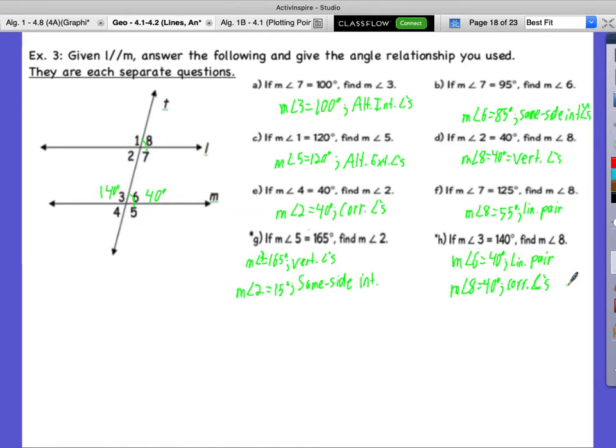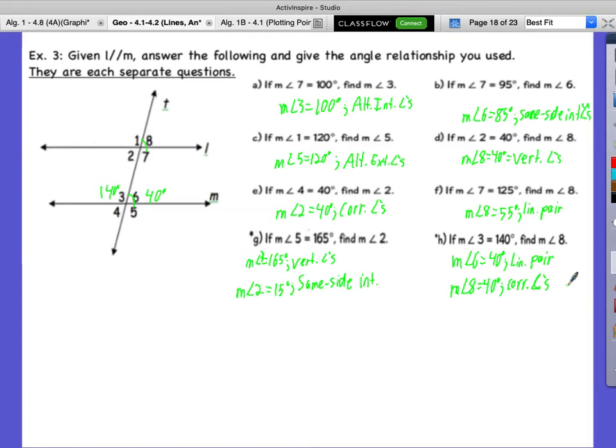Can you also do a linear pair between 3 and 4? Yep. And then you can do alternate exterior angles. You can do vertical angles with 3 and 5, and then you can go same side exterior. You can do corresponding with 3 and 1, and then a linear pair. You can do same side interior with 3 and 2, and then do vertical angles. You can do alternate interior with 7, and then do linear pair.